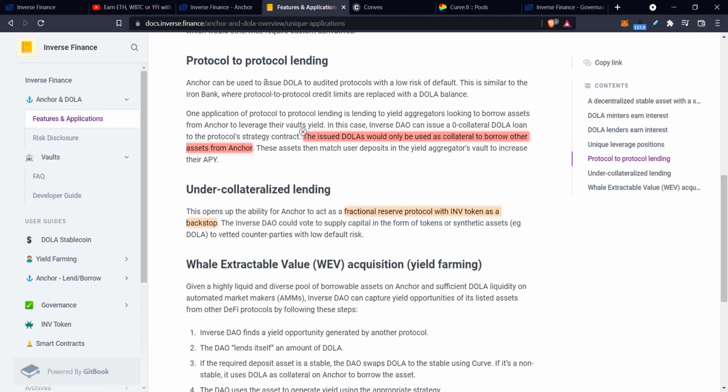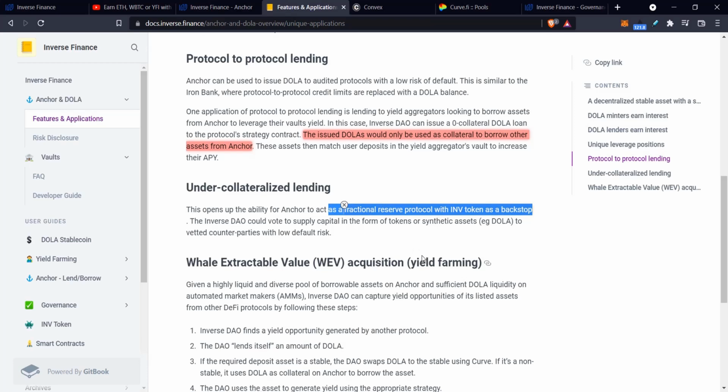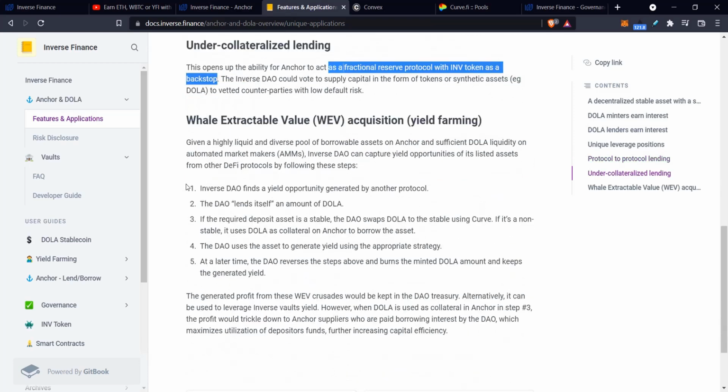Now, because they can do protocol to protocol lending, they could possibly do under collateralized lending as well. If they assessed some individual or some other protocol as not such a high risk, then they could give them a loan of DOLA that is partially collateralized instead of over collateralized, and then just use the INV token as a backstop if there is a need to liquidate those positions.